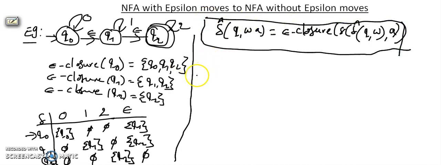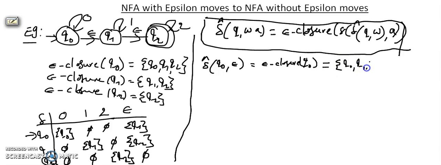Now we have to solve delta cap of Q naught comma epsilon. The delta cap of Q naught comma epsilon is equivalent to E closure of Q naught only. The E closure of Q naught, already we have found, is Q naught, Q1 and Q2.